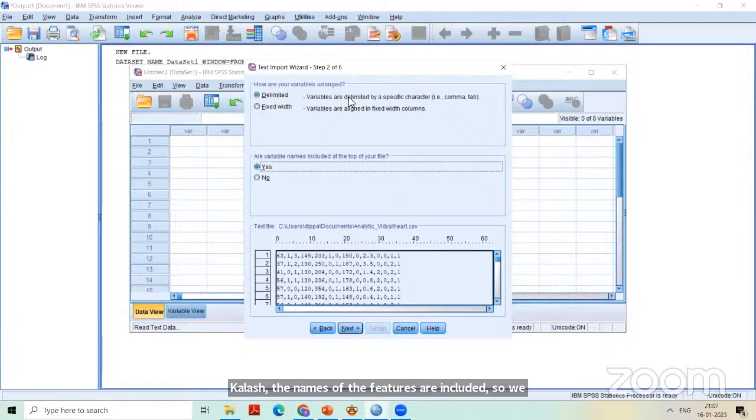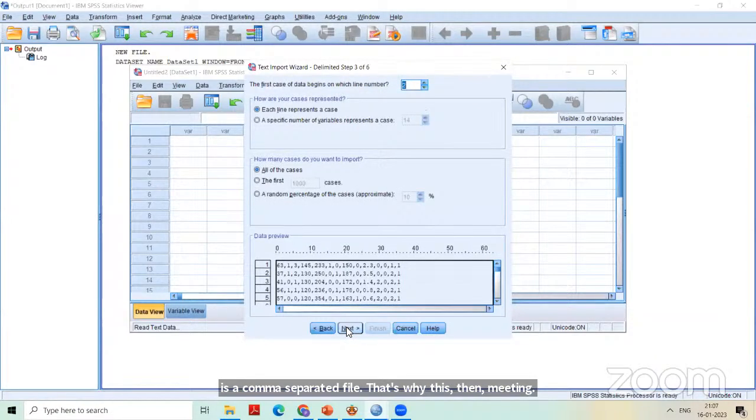And how is it separated? It is separated by a delimiter. It is a comma separated file, a CSV file. That's why it is delimited. So I am clicking on delimited and saying next. Now it asks the first piece of data begins on which line? Line 2, because the first line is my column names and the data starts from the second line. So I'm writing 2 here.